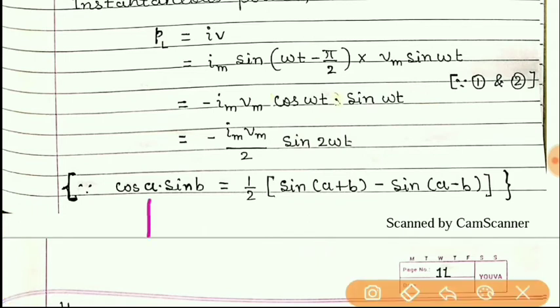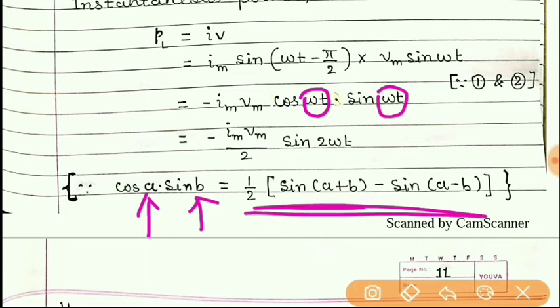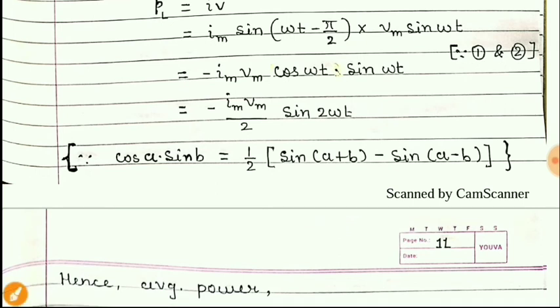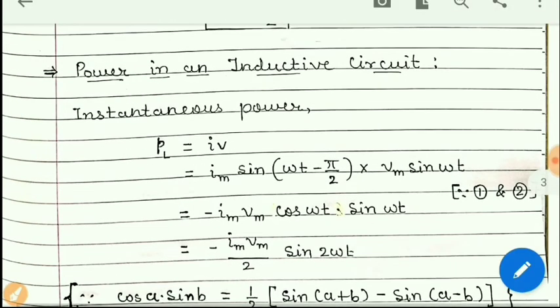See here, this is A. So in this equation, this is our A, and sine B. So this is our B. So just put those values and you will get sine 2 omega t. So this is the instantaneous power.